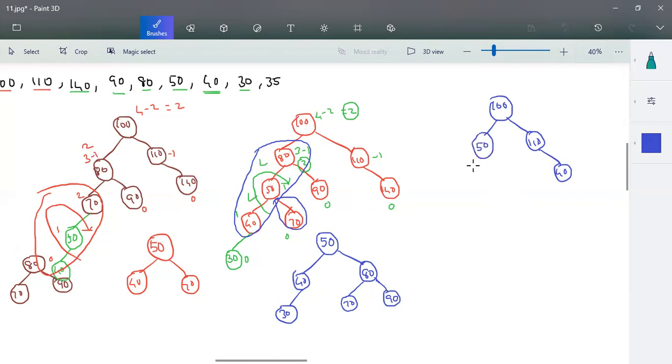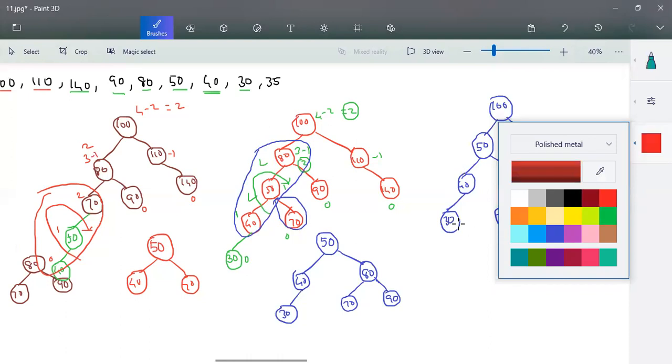So 50, 40, 30, and towards the space you have 80, 70, and 90. Okay, so everything is there in place. Now when you calculate the balance factor for all the leaf nodes, the balance factor is 0.